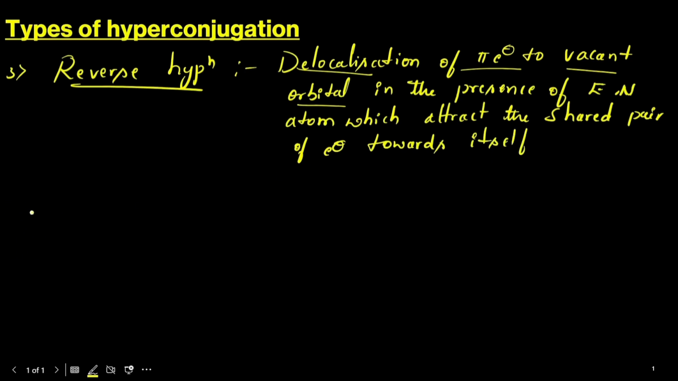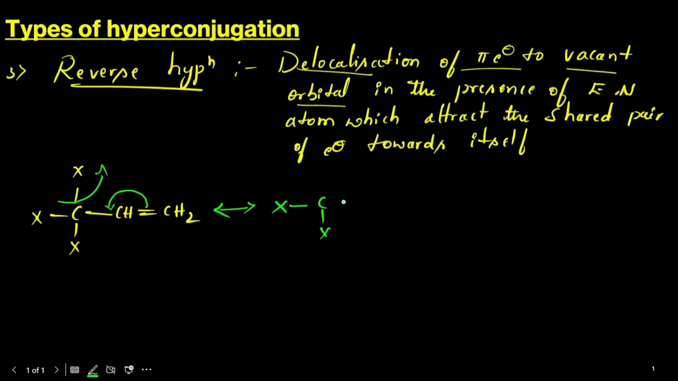For example, consider carbon which is attached to three halogens, single bond CH, double bond CH2. We know that halogens are more electronegative. Therefore, it takes shared pair of electron towards itself. So what happens then? This pi electron shifted to here. Okay, that is here X, single bond C, single bond X, here double bond CH, single bond CH2, and here plus. Okay, and here we will be having X minus.